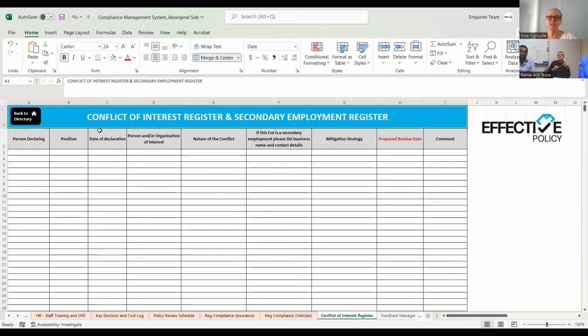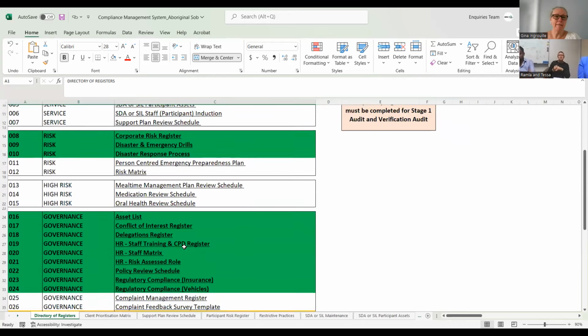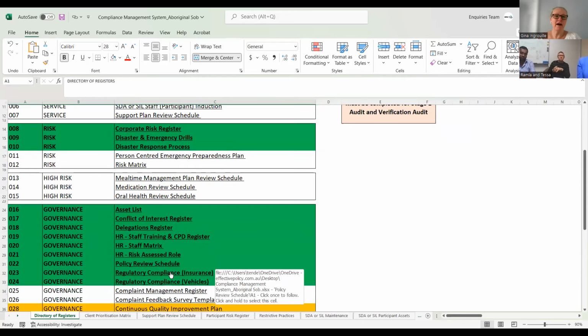You may have other conflicts of interest that you know of amongst yourselves. That might be that you're all family, all three of you are family. And so that would be something you'd need to declare. So whatever other conflicts of interest you can think of, do nut them out here. Conflict ninjas, policy review schedule.